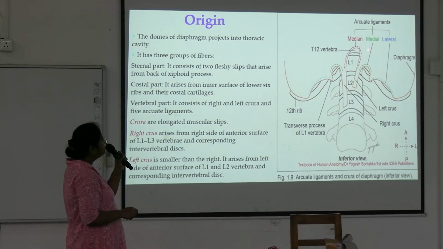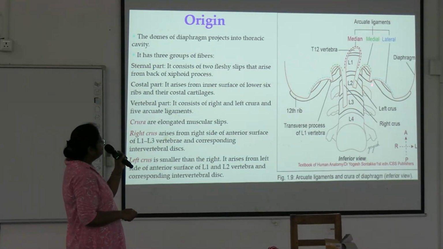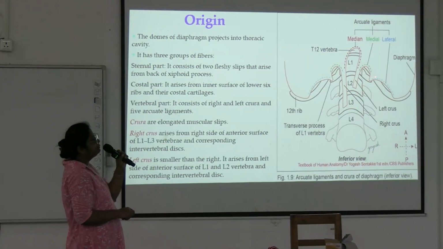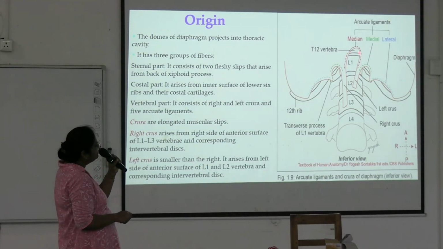See here, these are the two crura, right crus and left crus. The right crus extends from L1 to L3 vertebral bodies on the anterior aspect of the vertebrae, and the left crus extends from L1 to L2. Okay, so the right crus is longer than the left one.